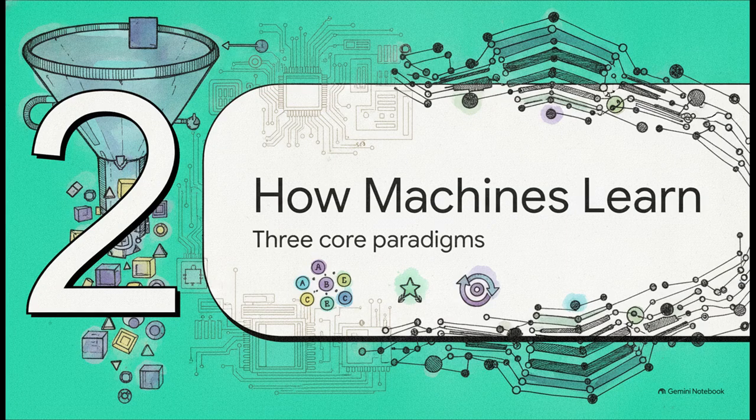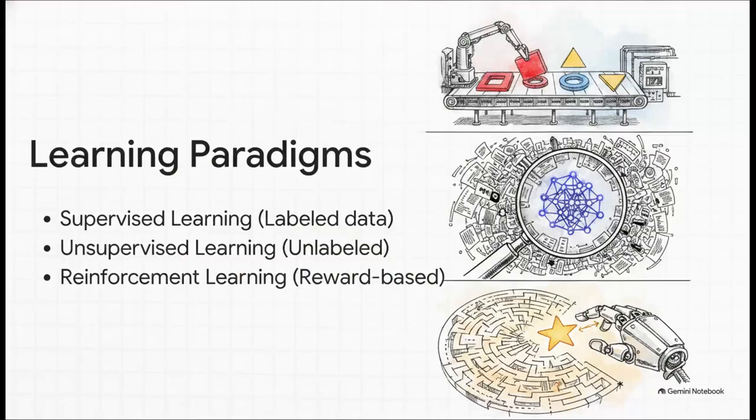Section 2. How machines actually learn. The 3 core paradigms of training models. So, the crucial point here is that there are 3 main ways this happens. You've got supervised learning, which uses labeled data, unsupervised learning for things like finding hidden network anomalies in a sea of raw logs, and reinforcement learning, which is basically learning via digital trial and error to maximize a reward.